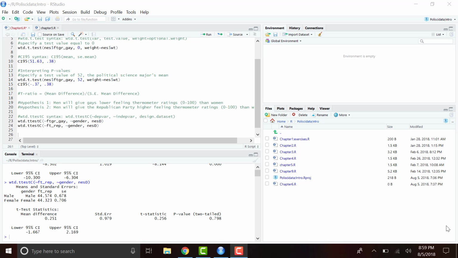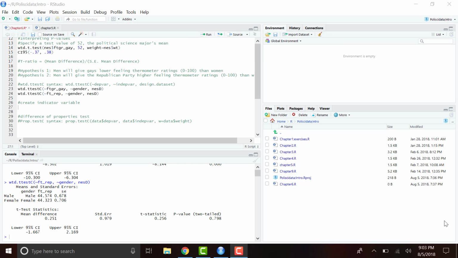So this is the last section of the chapter, and we're going to be talking about if we're asking a research question, not dealing with means, but rather comparing proportions between groups. So in our example, we're going to compare the proportion of male Democrats with the proportion of female Democrats. So in order to do that, we need to create an indicator variable using our as.numeric function. And then we're going to be able to use a different function called prop.testC.